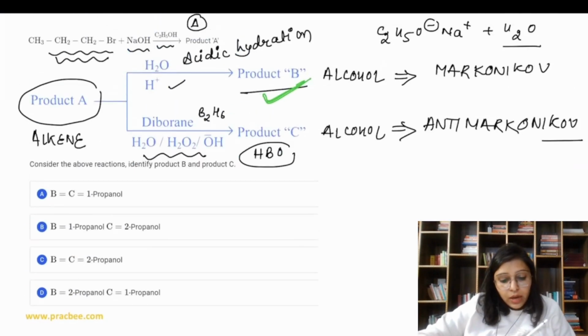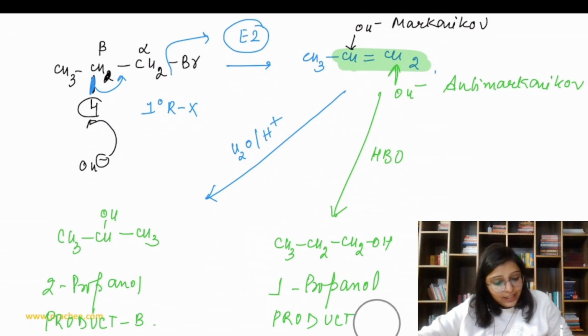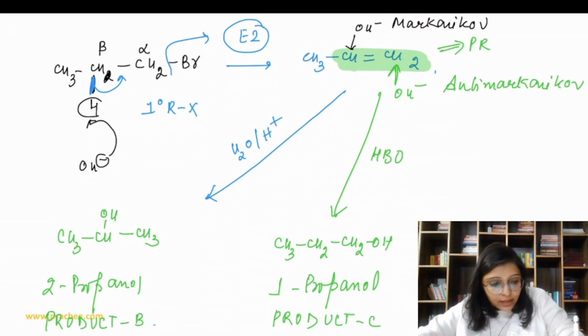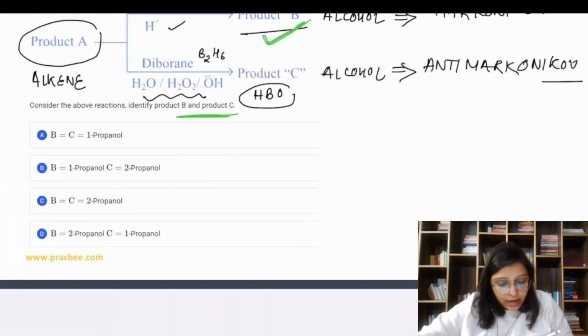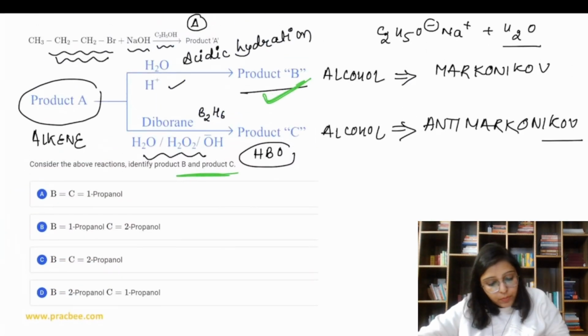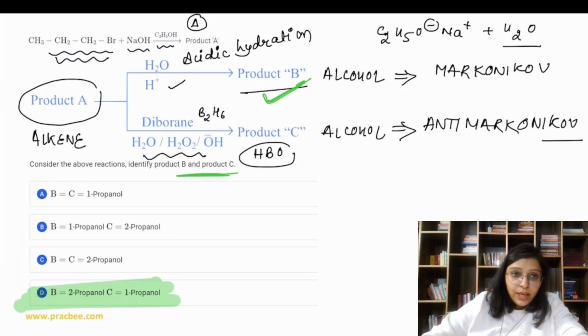Okay. Now we have not product A, product C, sorry, product C. This is product C because this is product A, right? Alkene is the product A. Now we have to find product B and C. So B is what? 2-propanol, and C is what? 1-propanol. So option D is going to be the correct answer. Okay, is it clear?